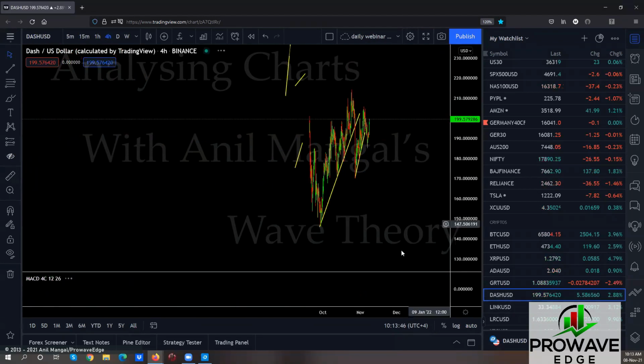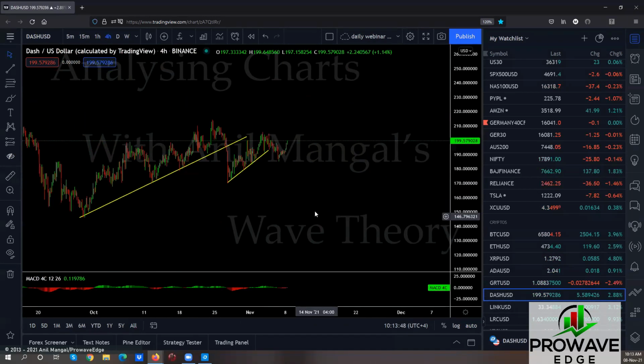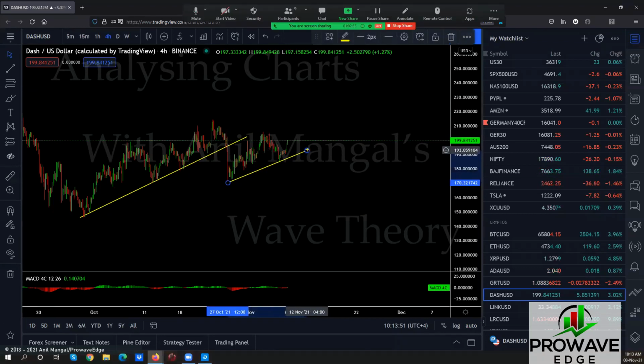Dash. Okay, we're making one more up. We can assume that this here is going to go up one more. Look for a buy setup. Breaks the top, take the trade.